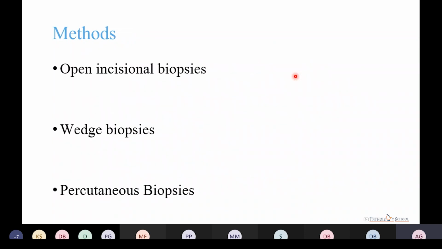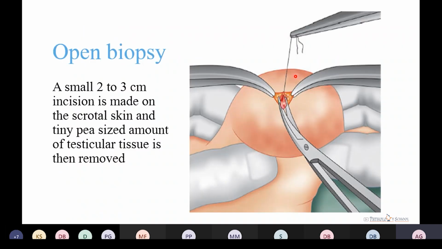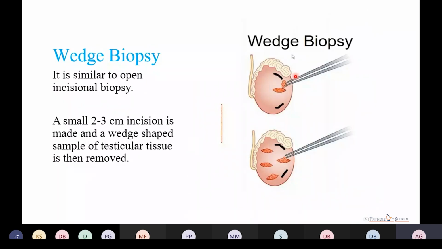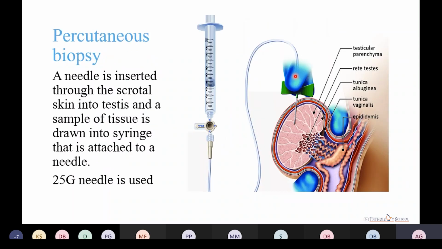The methods with which we can perform the testicular biopsy are open incisional biopsies, wedge biopsies, and percutaneous biopsies. In open biopsy, a small 2 to 3 centimeter incision is made on the scrotal skin and a tiny pea-sized amount of testicular tissue is then removed. In a wedge biopsy, a small 2 to 3 centimeter incision is made and a wedge-shaped sample of testicular tissue is removed. It is similar to the incisional biopsy.